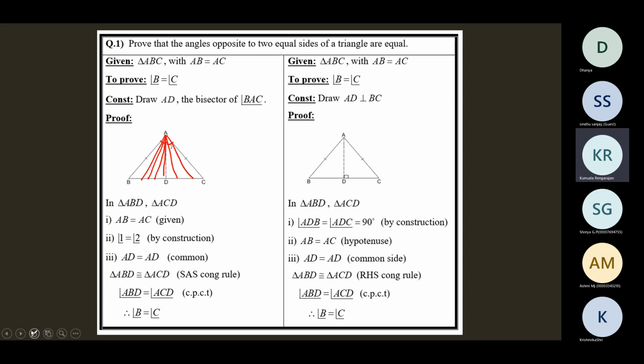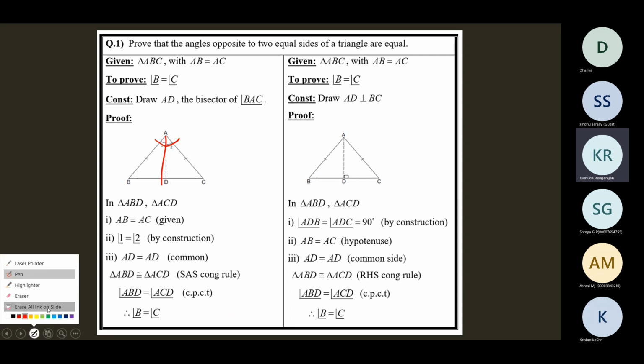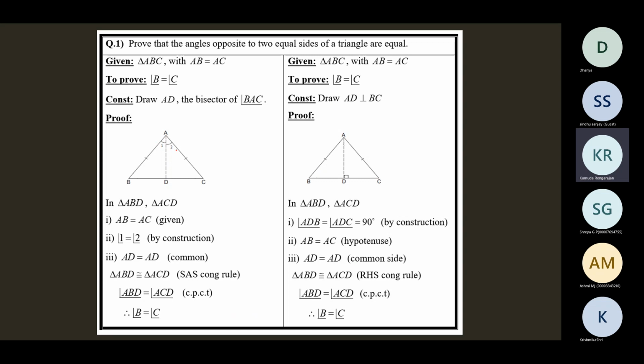Now you may have a question in your mind: how do you know that AD will bisect angle A? The answer is we take that line segment which will bisect angle A. Through A, you can draw so many line segments like this. Of all these line segments, there is only one line segment, AD, that bisects angle A.